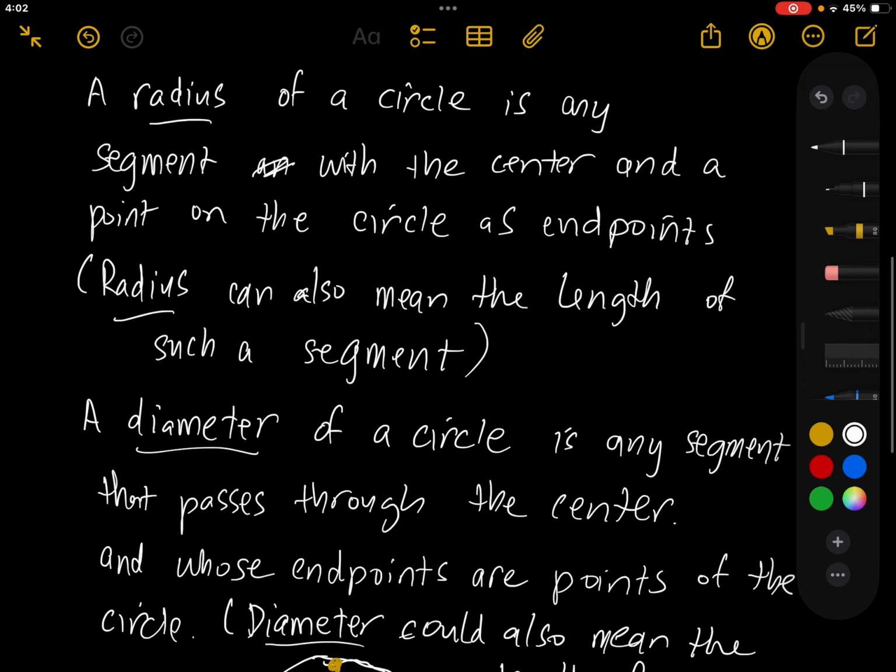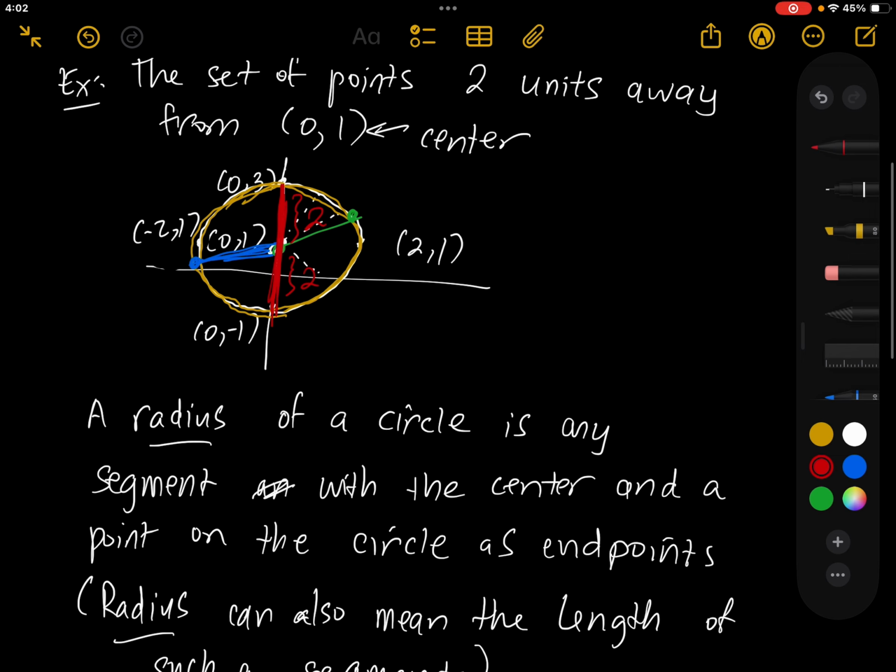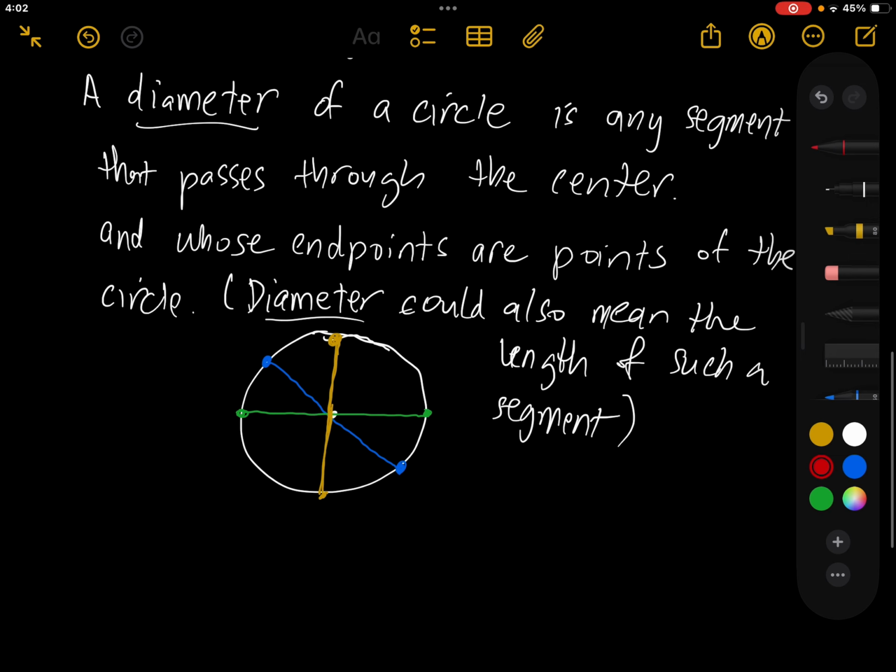So in the example above, a diameter would be like this. That would be an example of a diameter. And then the length would be 4 because there's 2 units and 2 units, which make 4 units. The diameter is always 2 times the radius.